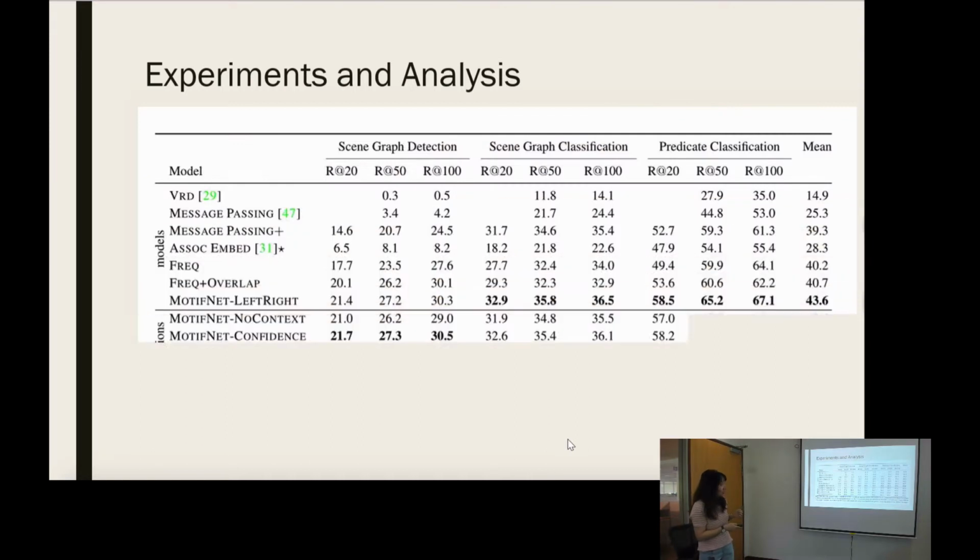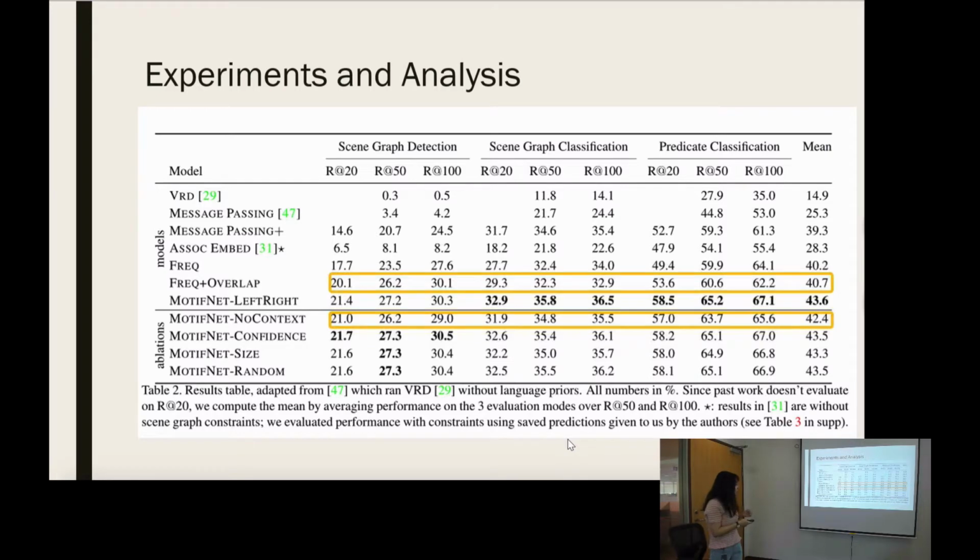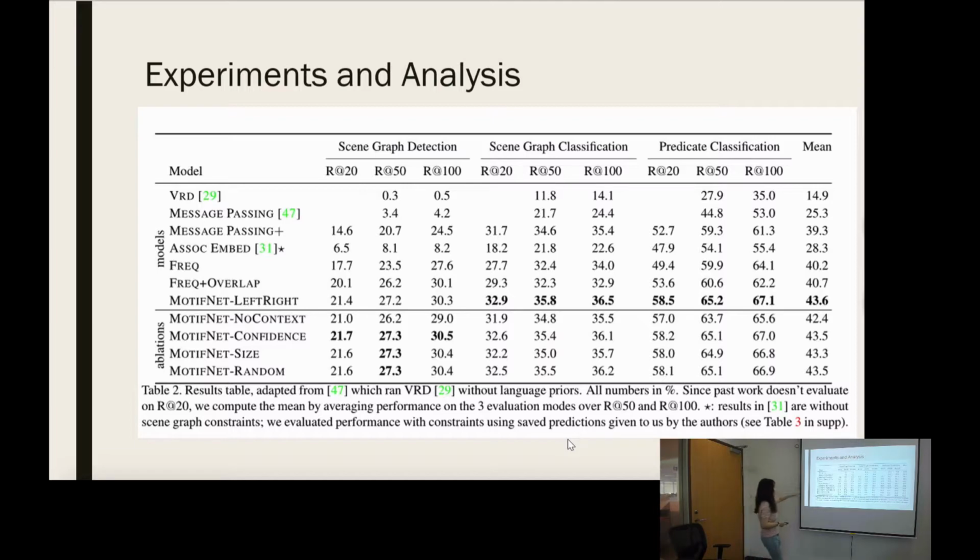So let's see the result here. First, let's compare the frequency baseline and the message passing model. So this is the baseline paper. Actually, without the image information, the new baselines already outperform the previous paper. So that means the empirical distribution is very important. Without the image information, we already can give some very good predictions of the labels and the scene graph.